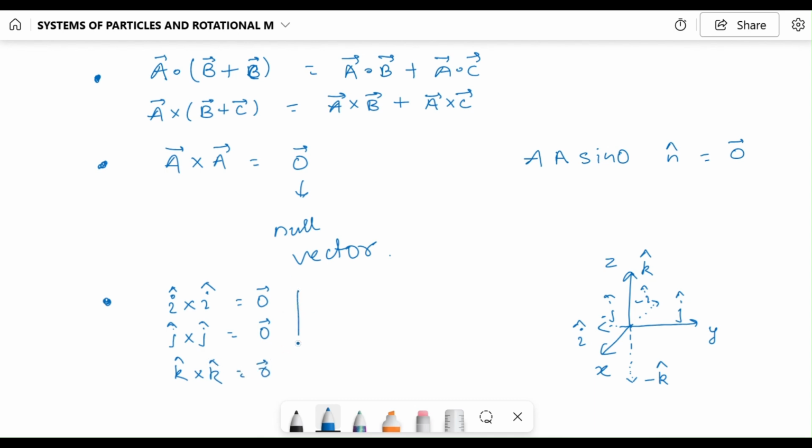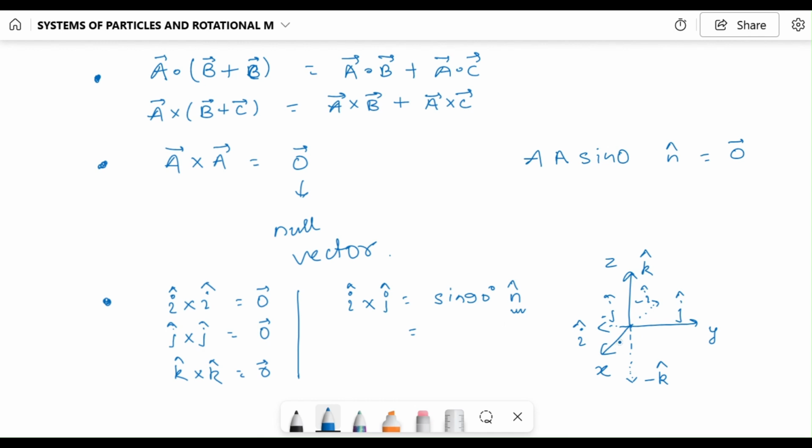Now, what about i cross j? It will be the magnitude of vector i, which is 1 because this is a unit vector, and the magnitude of j vector, which is also 1. So I am writing only the angle, because 1 into 1 will be the same. And then what is the angle? Sine 90 degree, and there will be n cap, and we have to obtain this n cap also. Sine 90 is 1, so the cross product of vector i cap and vector j is going to give us another unit vector, and we have to find out its direction.